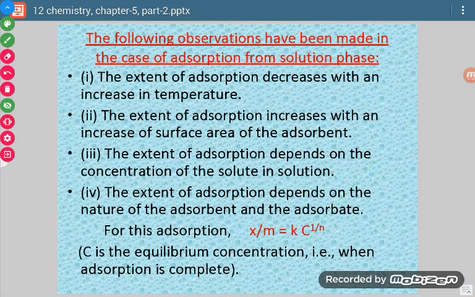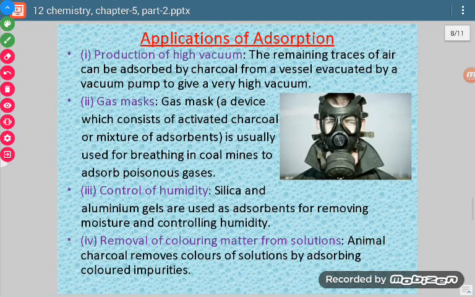Now let us discuss the applications of adsorption. Adsorption finds use in so many places. Very first, production of high vacuum. If we want to produce high vacuum, then we put charcoal, which will adsorb the last traces of air also, and then it will create a high vacuum.